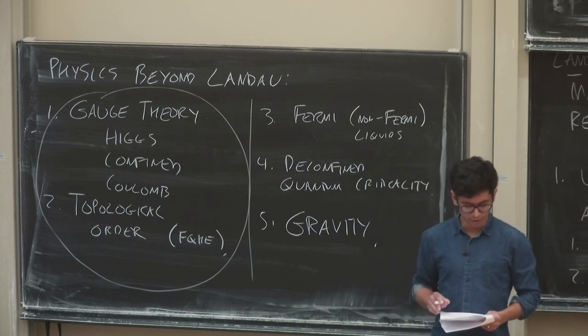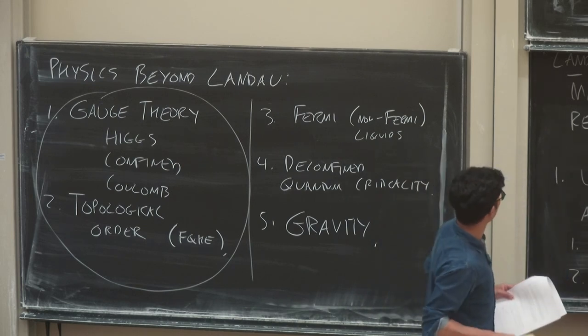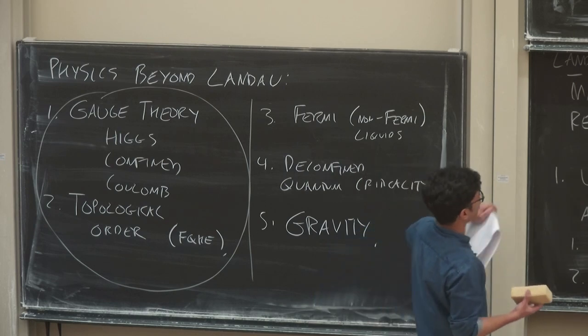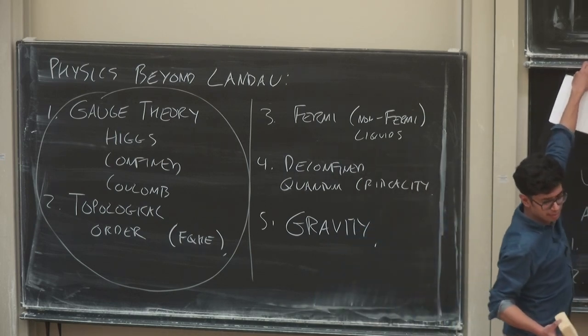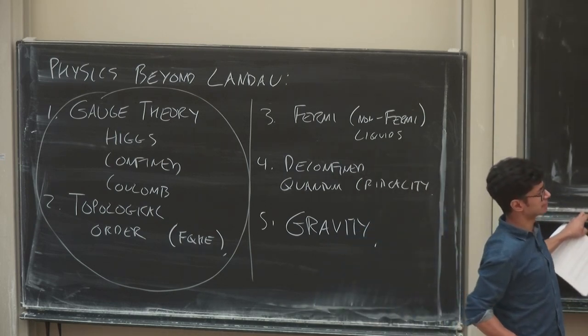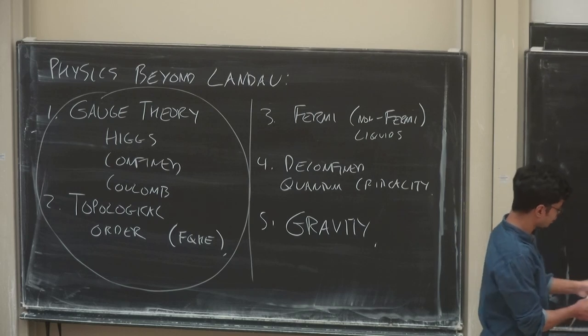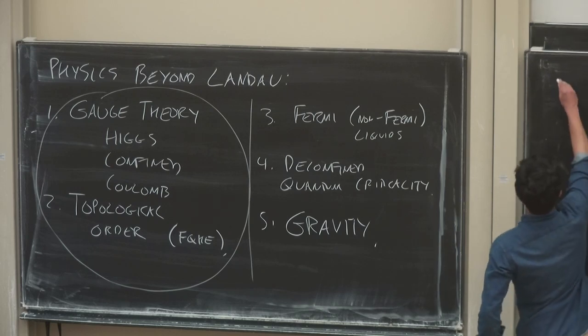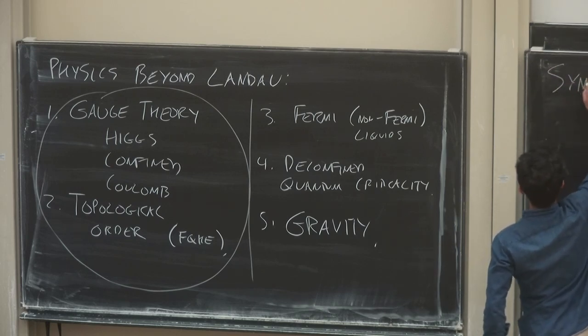Okay? Now, to do that, though, we need to generalize our idea of symmetry. And we're going to do that by first revisiting normal symmetries. In particular, this is a really important idea. We are going to understand symmetries.